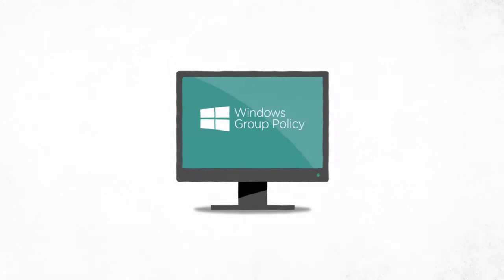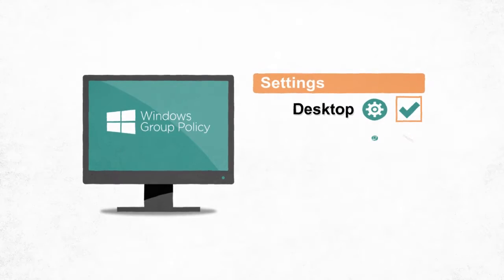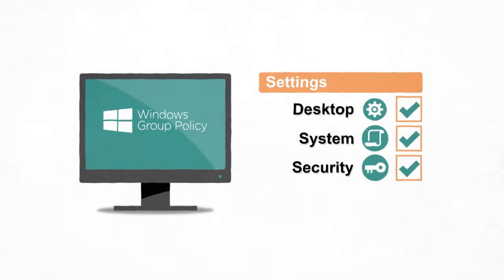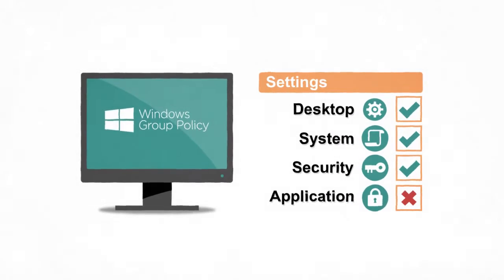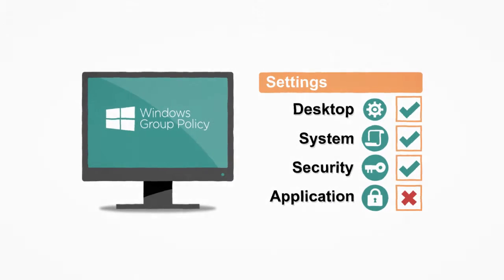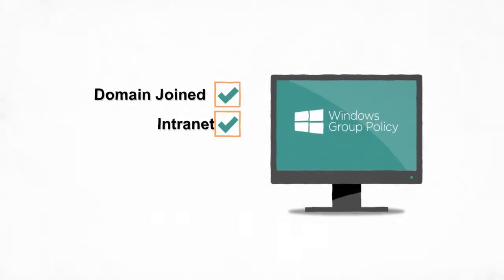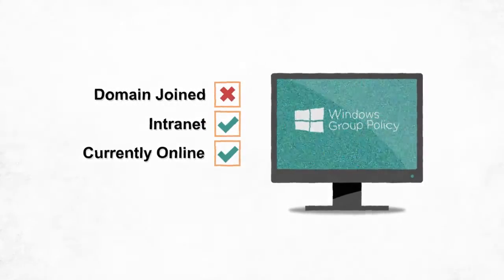It's no secret that Microsoft's group policy is the best way to manage and standardize desktop, system, and security settings, even if it's not so hot at managing application settings. And even then, group policy only works when machines are domain joined, connected to your intranet, and currently online.